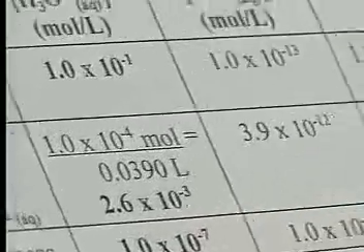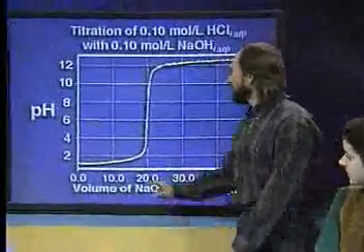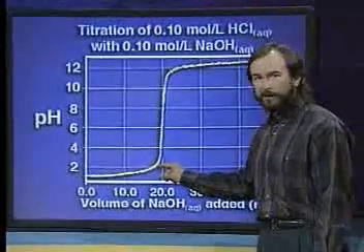The pH then is 2.59. All right, so even though we have almost the same volume of base as we had acid, the pH doesn't go up terribly dramatically. It goes from 1 to 2.59.